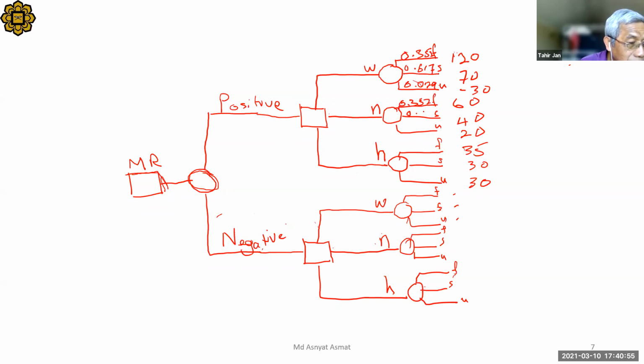0.617, 0.029. So we have three sets of probabilities now. The last one is the same: 0.352, and so on. Okay, never mind, you know what is going on. Now let's look at the negative.